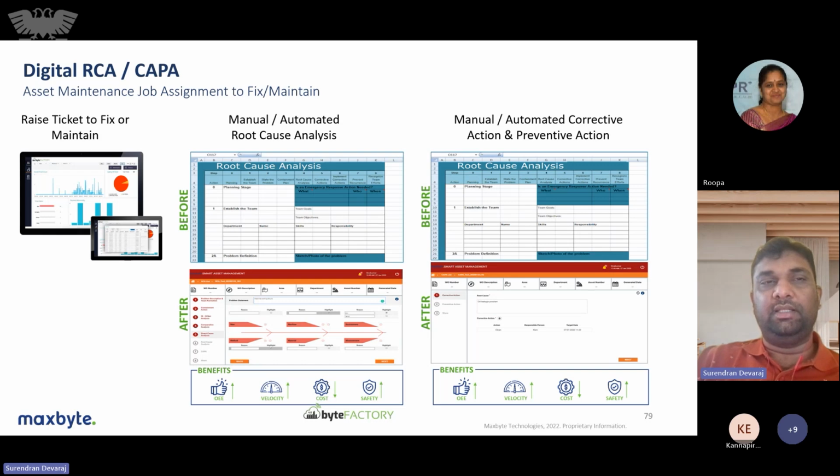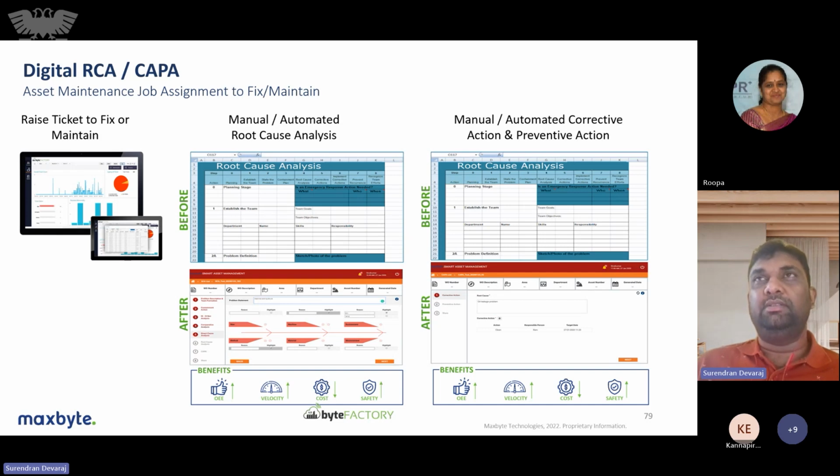So, as I said, how the asset can be maintained, whenever there's an asset failure, how the RCA and CAPAs, the corrective and preventive actions, are tracked and monitored, and how that is converted into a work order. All of this will be tracked and recorded against each and every asset.